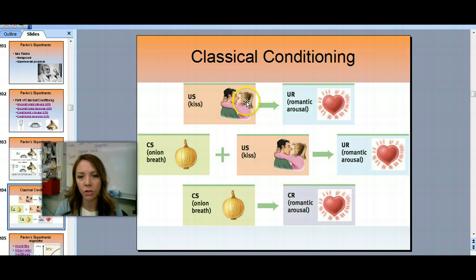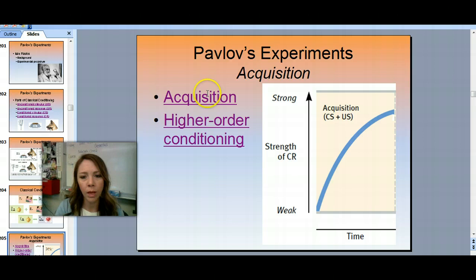So, some interesting things Pavlov found. Acquisition was how long it took for the conditioned stimulus and the unconditioned stimulus to be paired. So acquisition is kind of like how long it takes you to acquire, or the time related to it. And then higher order conditioning, remember, those are things that were beyond the two, conditioned and unconditioned, that still got related. So it might be any type of bell. Other things that get associated with that original conditioning: higher order conditioning.